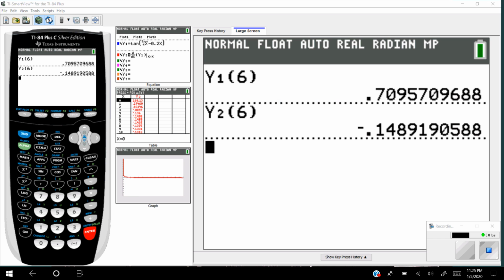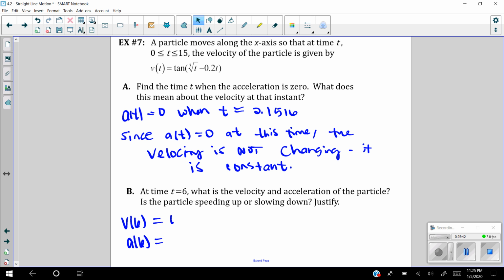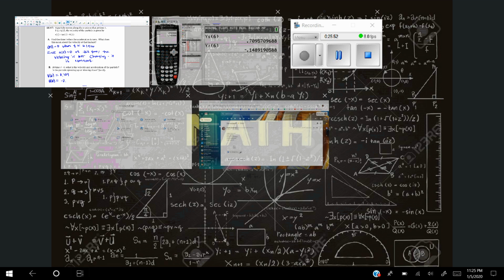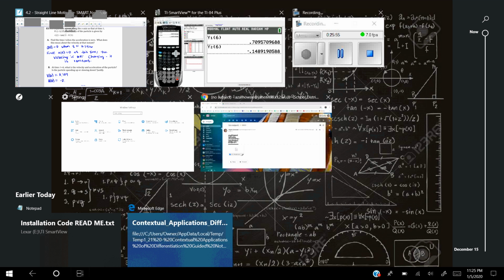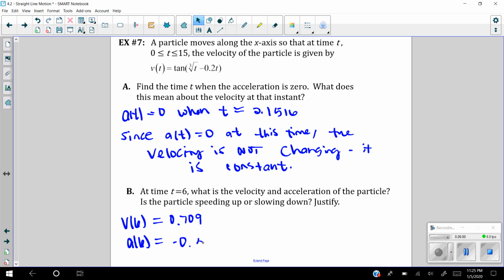So let's write that down. The velocity was 0.709-ish, and the acceleration was negative 0.149. Rounded, it would be 149, truncated, it would be 148. Doesn't matter. 149. So it's slowing down since they have opposite signs, or since one's positive and one's negative.